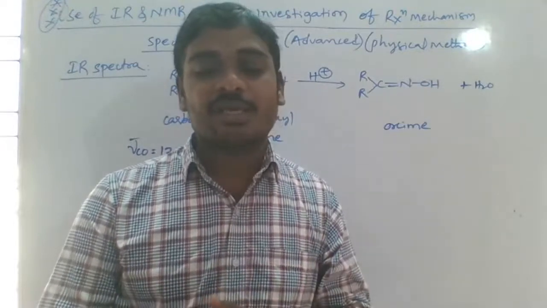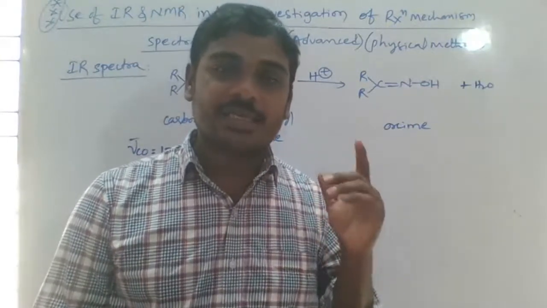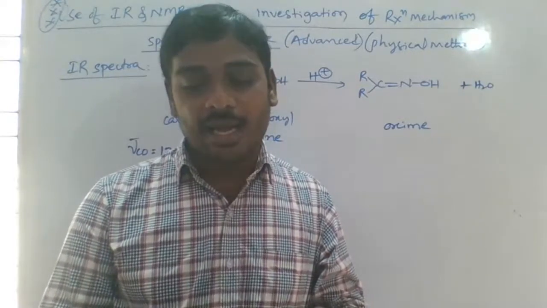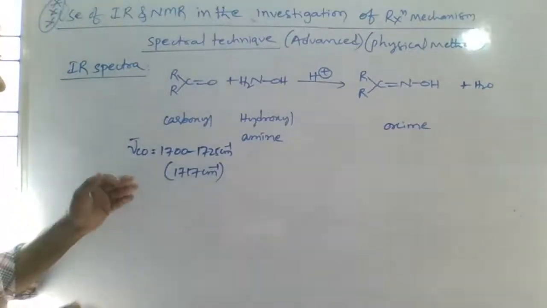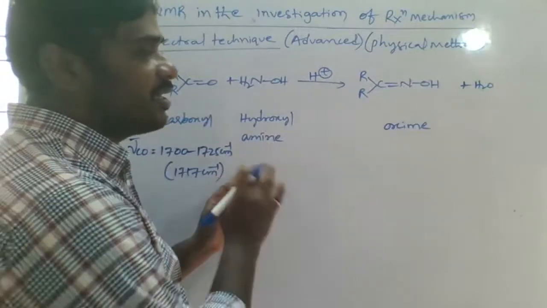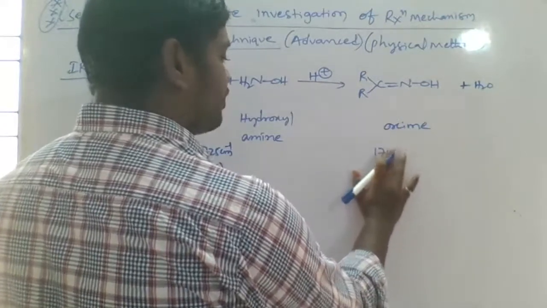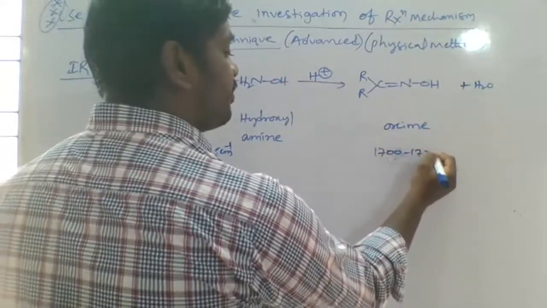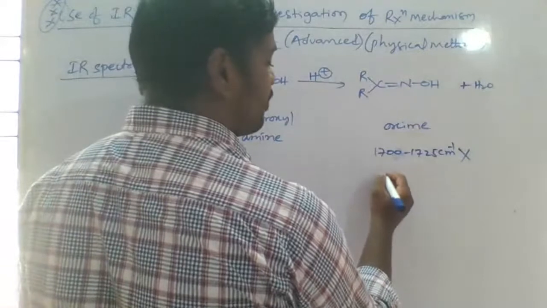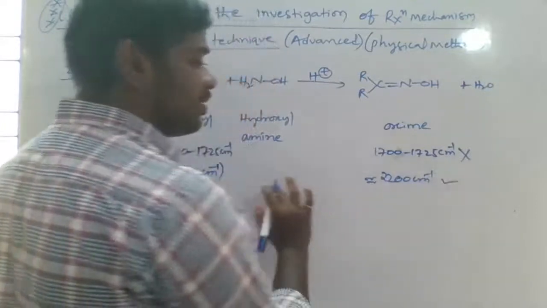So this gives the information about the reaction. It does not take place as a single step process. From the IR spectra, the mechanism is expected as follows. The reaction is carried out in a vessel and the intermediate is studied. Around 1700 to 1725 centimeter inverse, no peak appears, but a peak appears at nearly 2200 centimeter inverse. So the reaction has occurred.